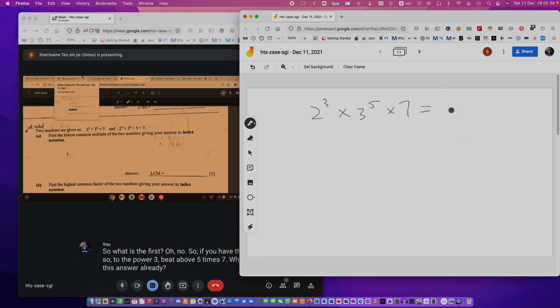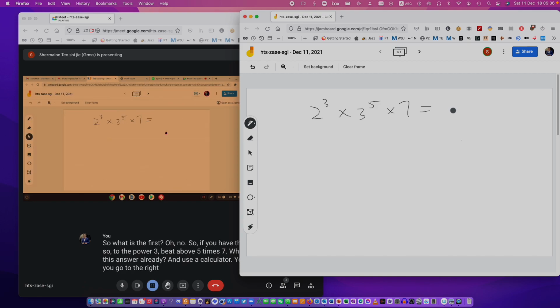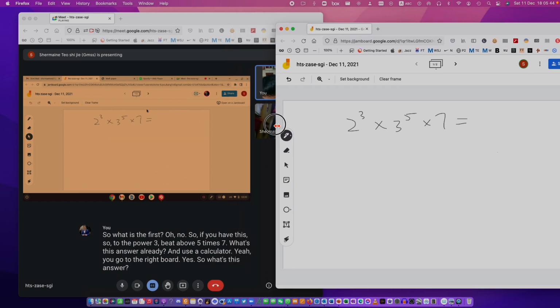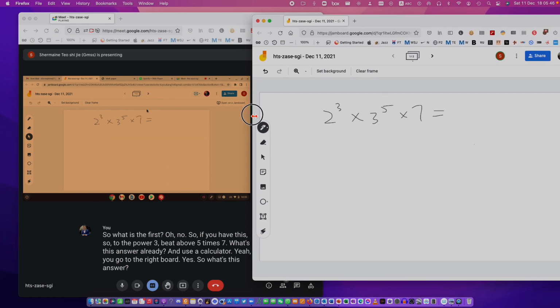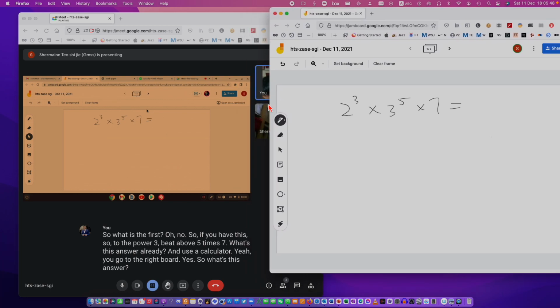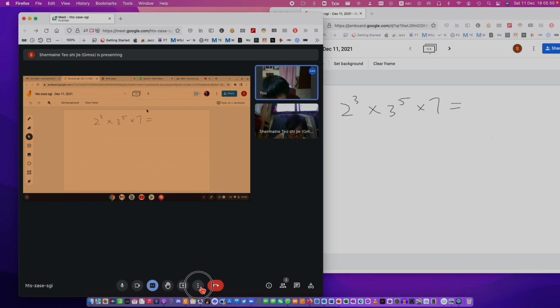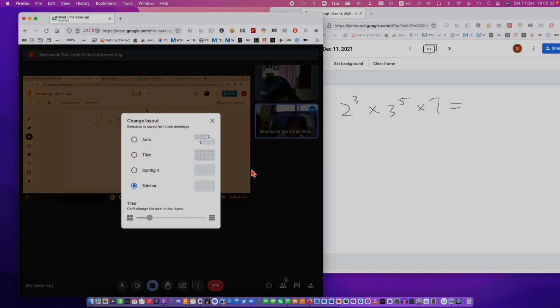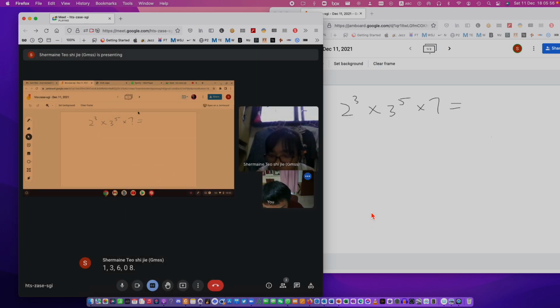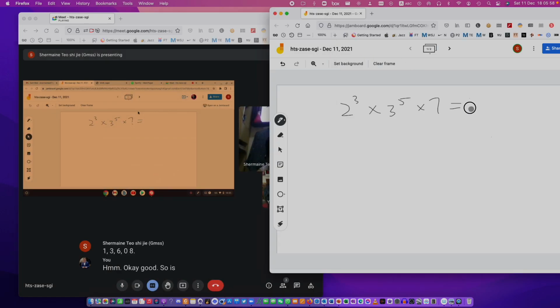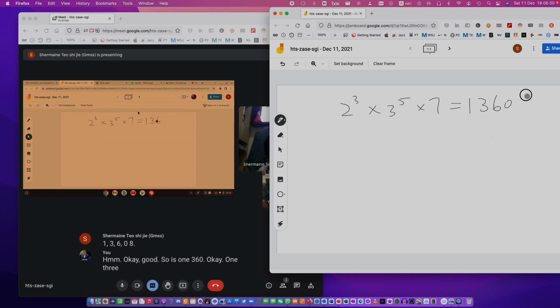Can you use your calculator? Yeah, you go to the whiteboard. So what's this answer? One three six zero eight. Okay, good. So it's 13608. Then what is the other one?